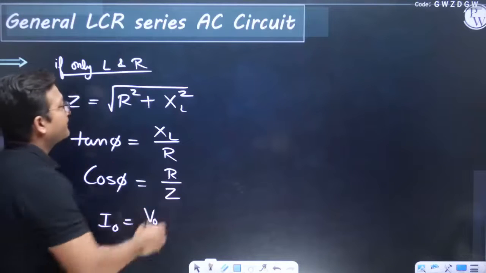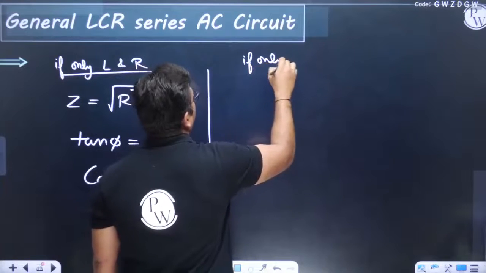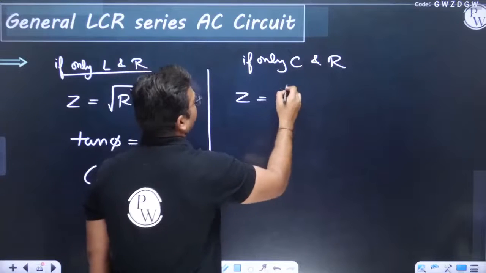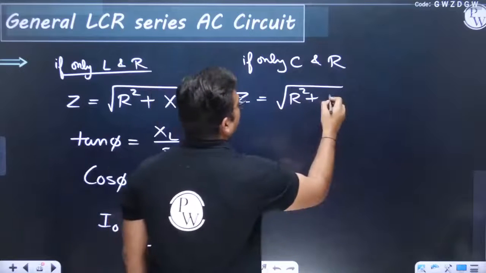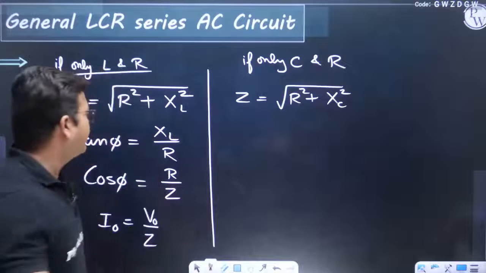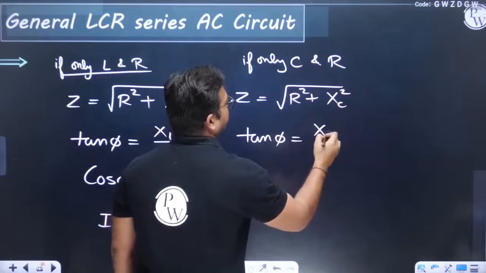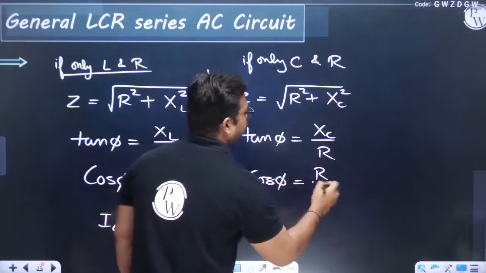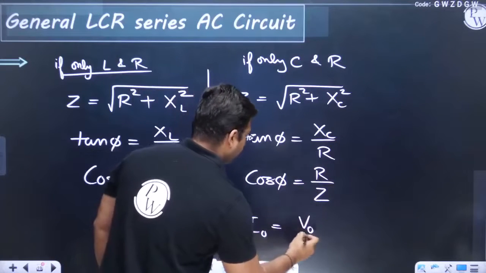Simple. If we have only capacitance and R, the Z would be equal to square root of R square plus Xc square, because in terms of reactance we only have capacitive reactance. Tan phi would be equal to Xc by R. Cos phi, as always, R by Z, and I naught as V naught by Z.